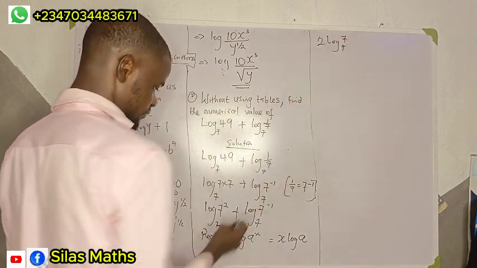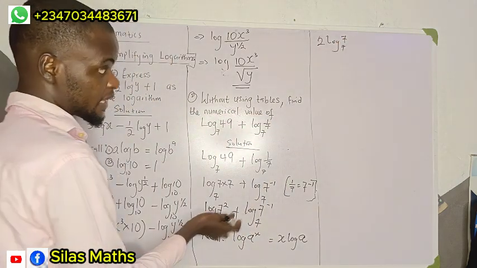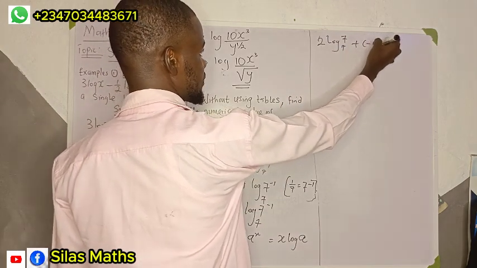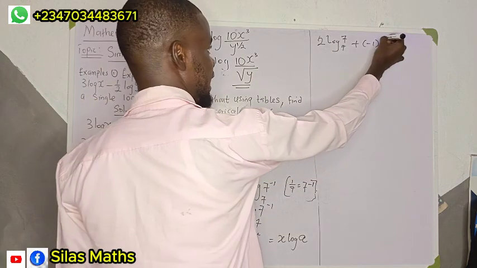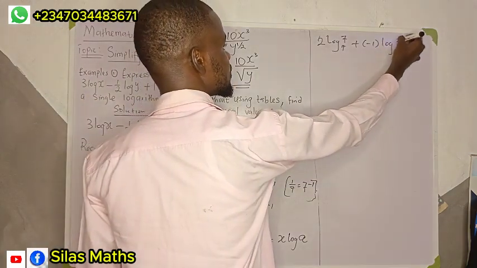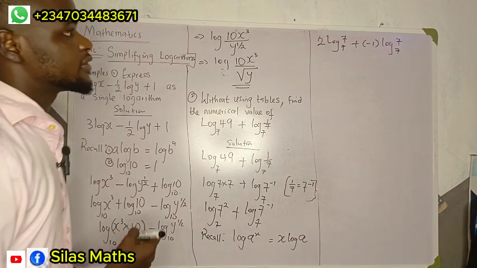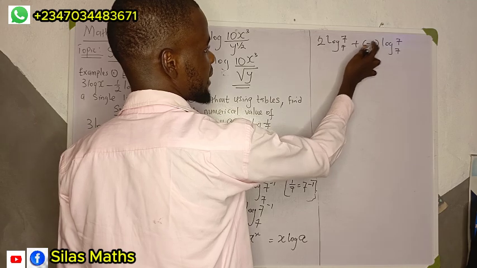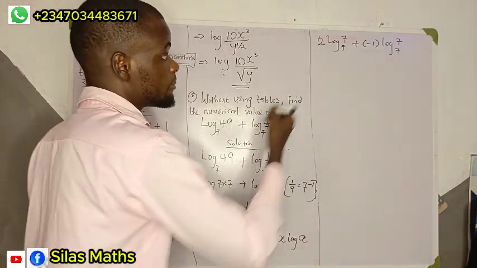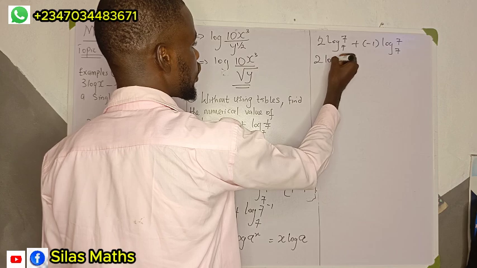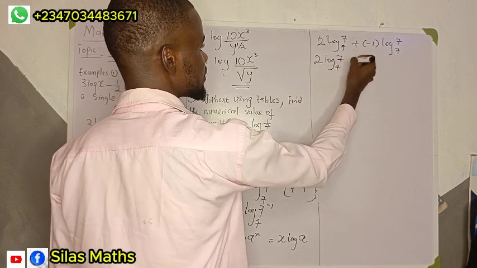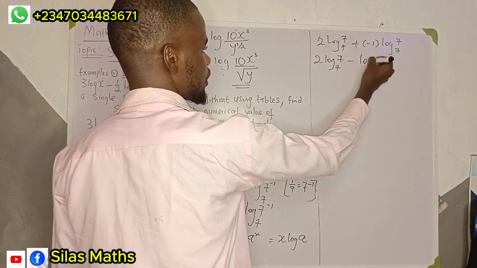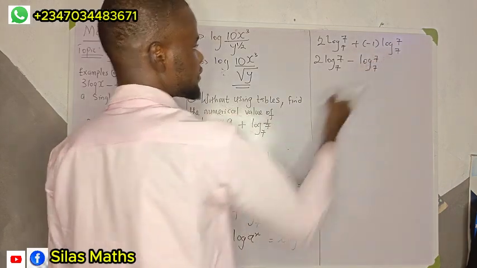Then this power comes to multiply here. I have a plus, negative 1. We multiply the whole of the log, then I have log 7 base 7. Then plus and minus will give me minus, so I have 2 logarithm of 7 base 7 minus, then minus 1 times that is going to give us logarithm of 7 base 7.